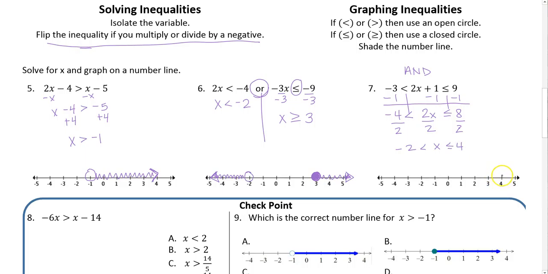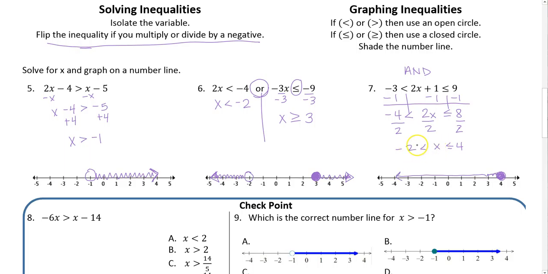So let's begin with the 4. We will have a closed dot on 4 because 4 is included in the solution. This will shade to the left. That's where the less than numbers are.